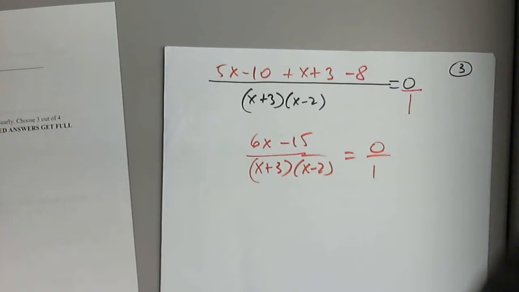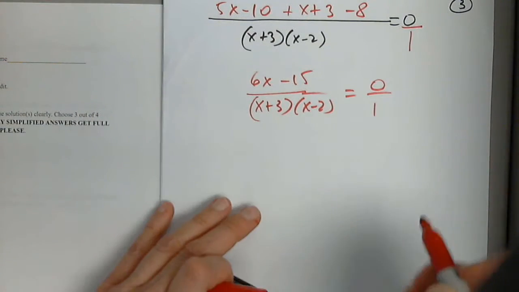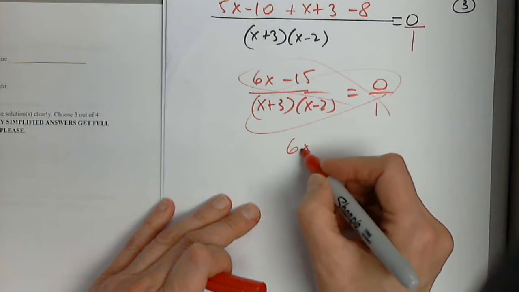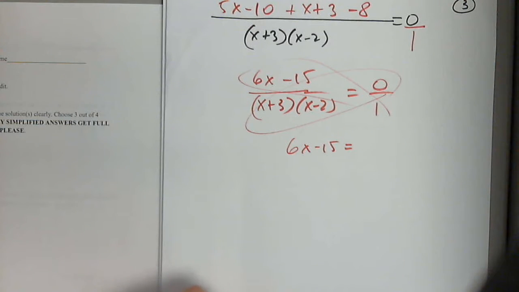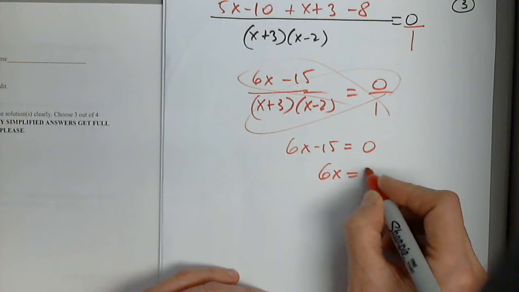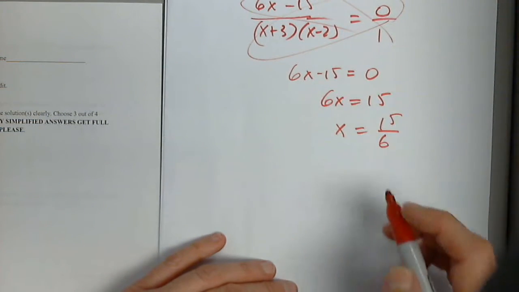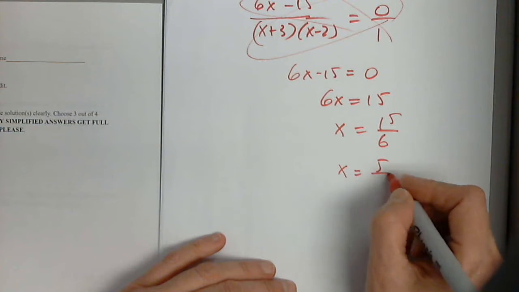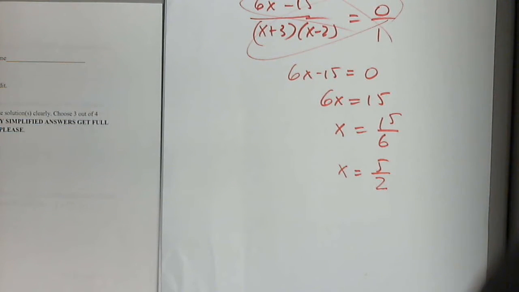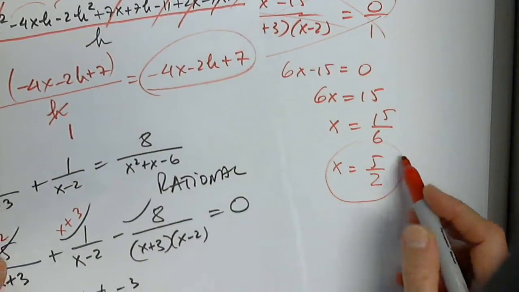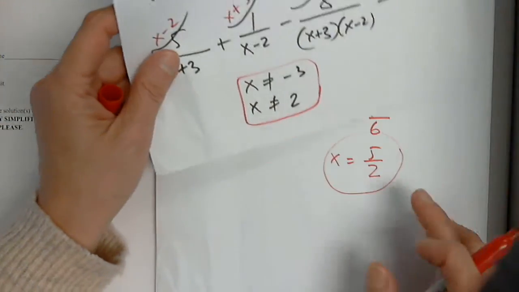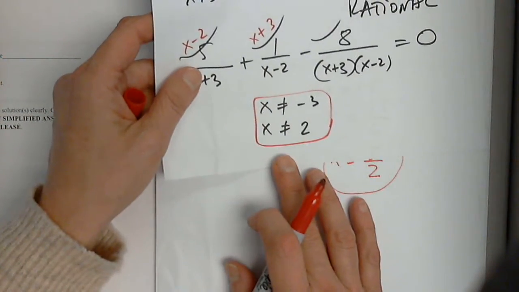And since it's a proportion, cross multiply indeed. And then 6x minus 15 will equal 0. So then 6x equals 15, or x equals 15 divided by 6, and we simplify by 3. So x equals 5/2. Now my first concern is to make sure that this is not on this list. Is 5/2 on this list? I know it's silly. No.